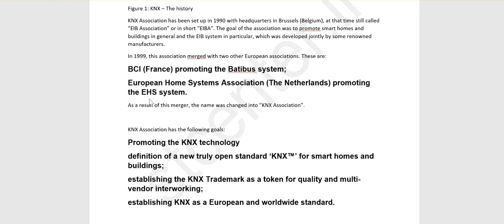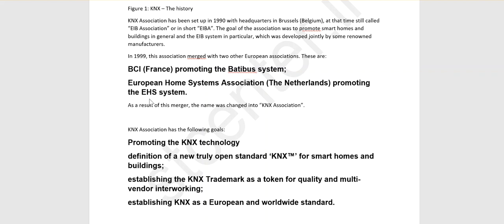Anyway, the KNX trademark is established as a token for quality and multi-vendor interworking. Multi-vendor interworking, I already mentioned. And about the quality, when the manufacturer sends the devices to the KNX lab, we have some KNX labs in Europe. After manufacturing any device, as a KNX member or manufacturer, you should send your device to this lab, and they test whether it is working, for integrity concerns, and they check for the quality. Yes, quality, because it should pass some tests, some standards.